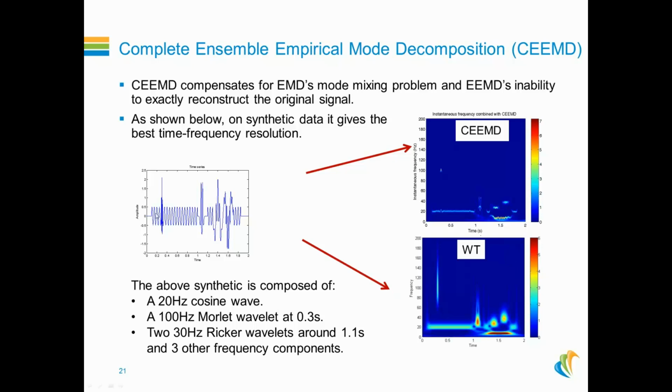So on the synthetic example, so this is my synthetic example that I used, and this is CEEMD, a result of time versus frequency. And again, time versus frequency in wavelet transform has a lot more spectral smearing. And here are the parameters that are used for the wavelet sampling and so on. So the output, you notice that CEEMD gives higher time frequency resolution than conventional wavelet transform.